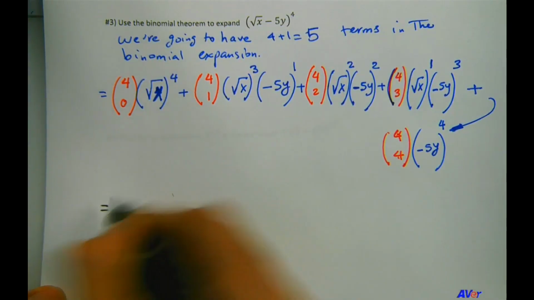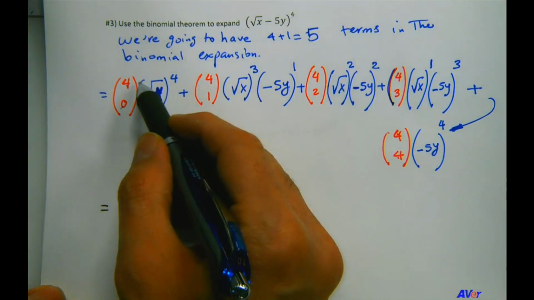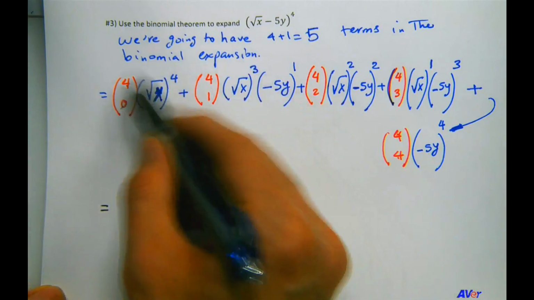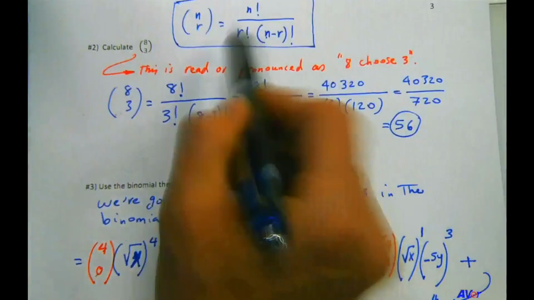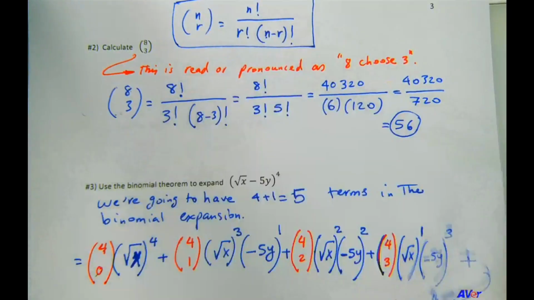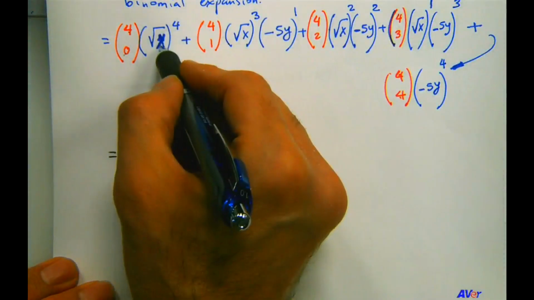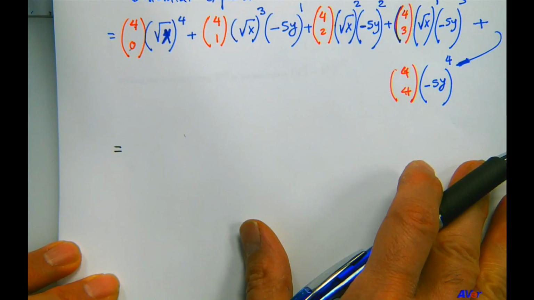So we're going to have 4 choose 0 is 1. 10 choose 0 is 1. 30 choose 0 is 1. Any number choose 0 is always 1. And you can find it out using this formula as well. So that is 1. It drops out. Square root of x to fourth power, it's going to be x squared.